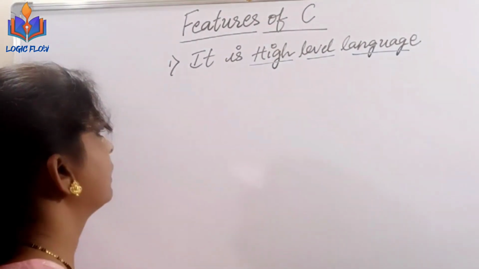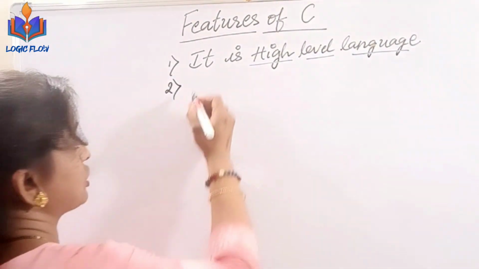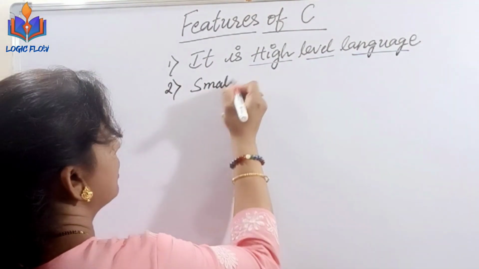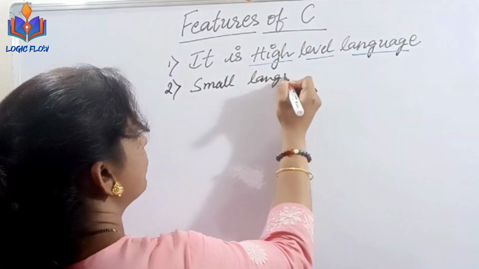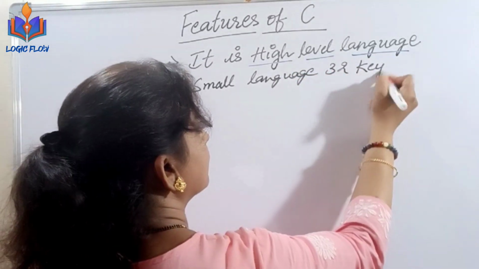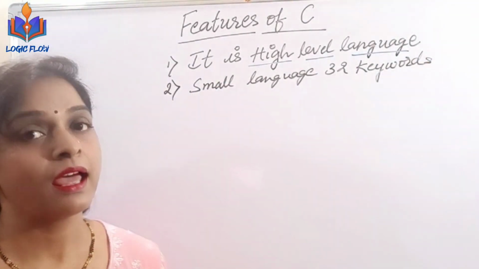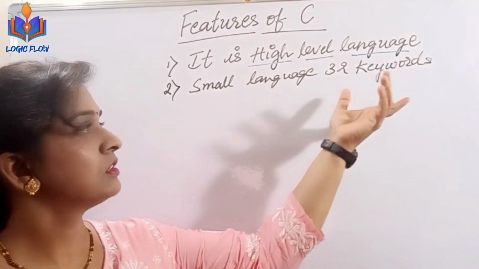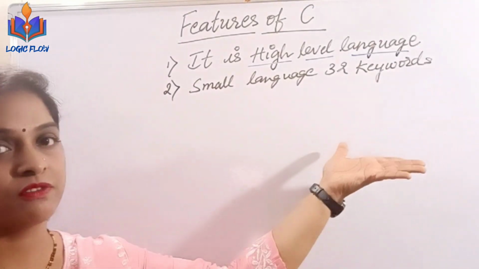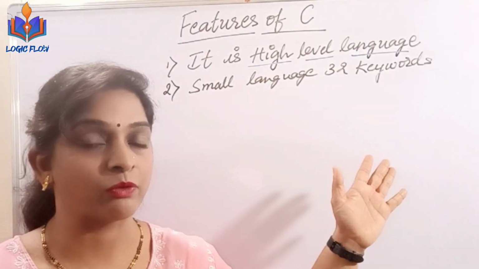Next, it is a very small language with 32 keywords. So it will be very easy for the user to learn a language with a small number of keywords, 32 keywords. So it is a small language, and we can easily learn this language.